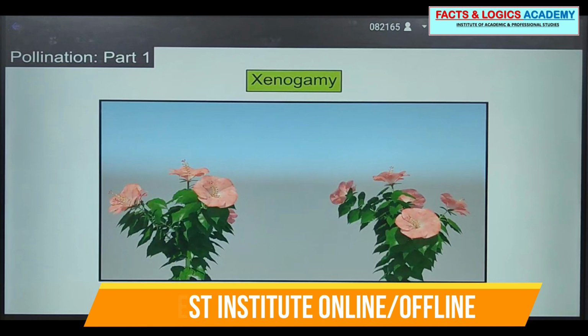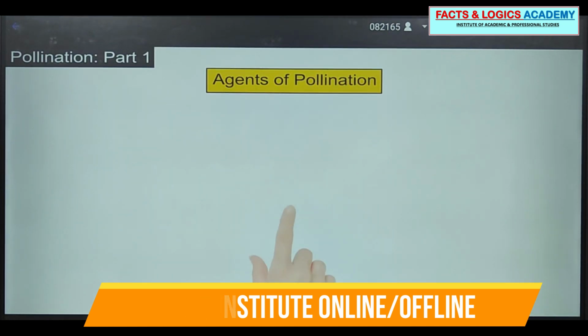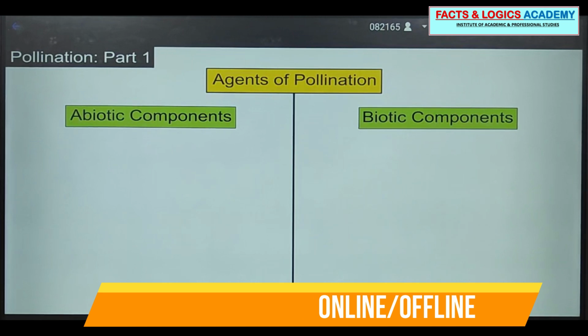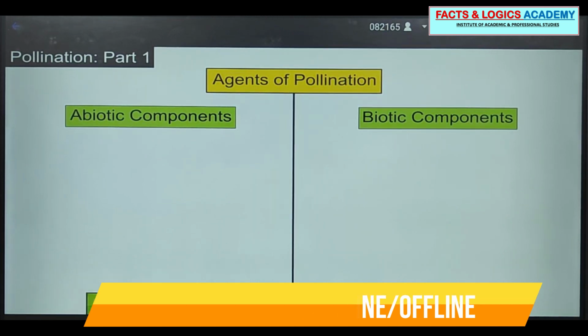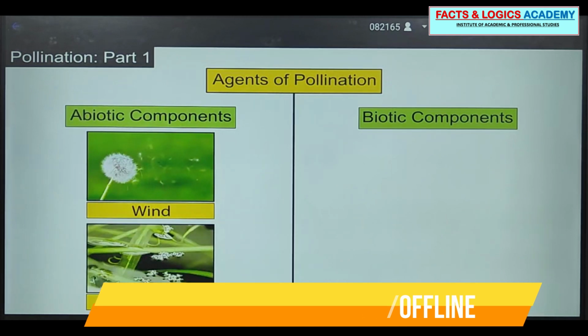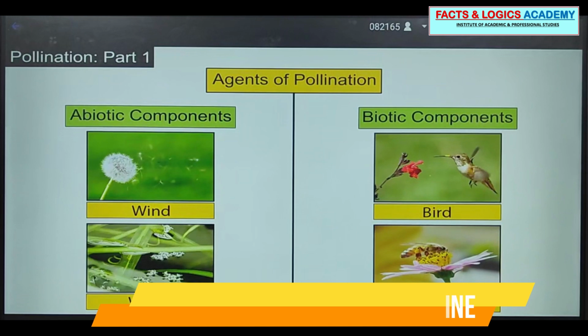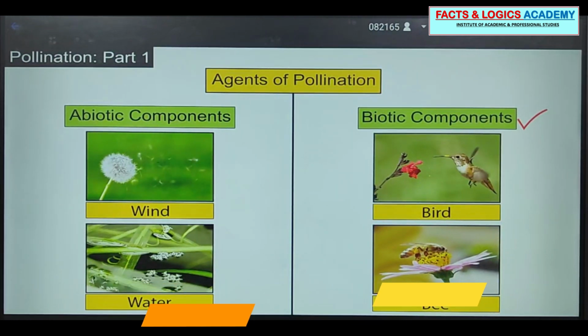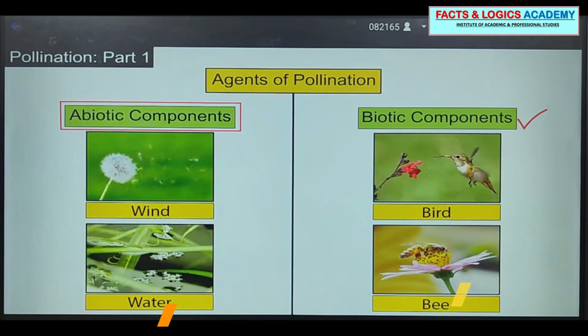Now, let us move on to the next topic of this module, that is, agents of pollination. Plants use both abiotic and biotic components as agents for the process of pollination. Abiotic components include wind and water, and biotic components include animals. The majority of plants use biotic agents for pollination. Only a small proportion of plants use abiotic agents.